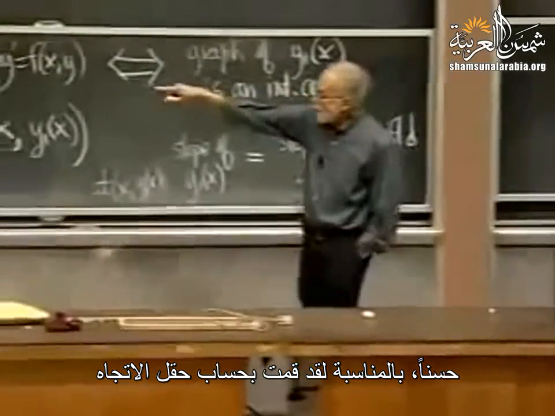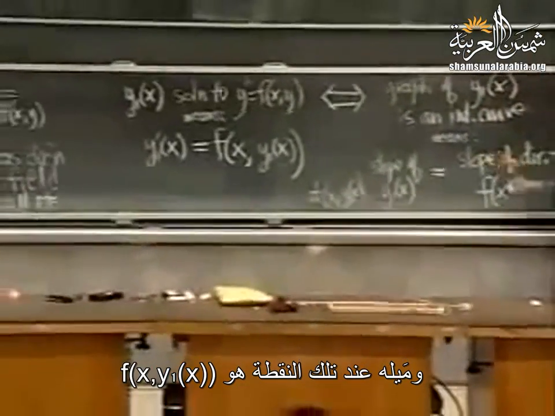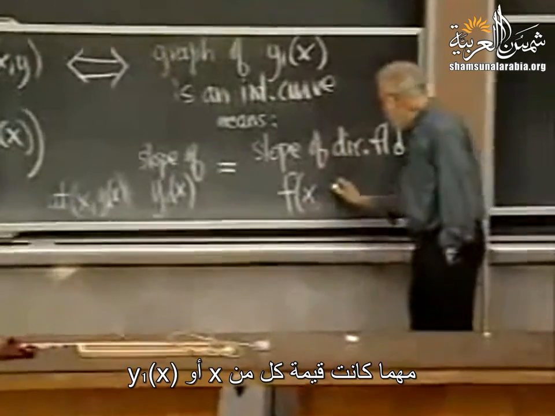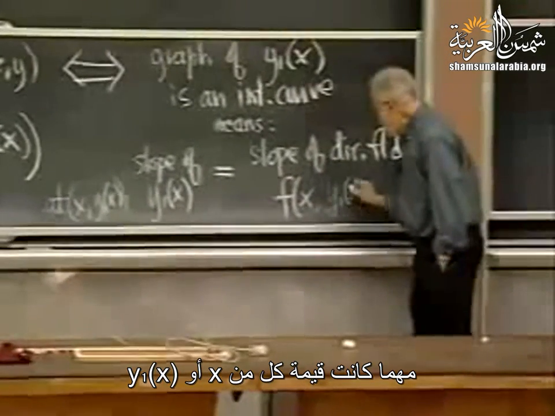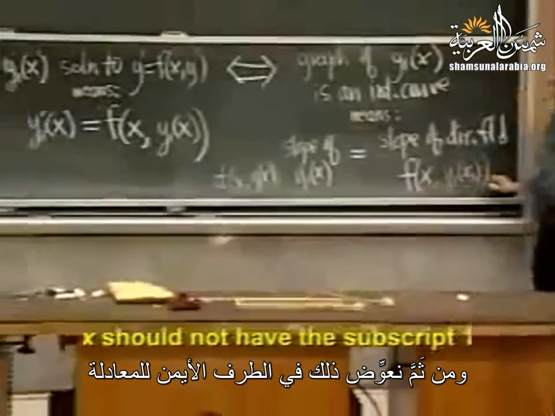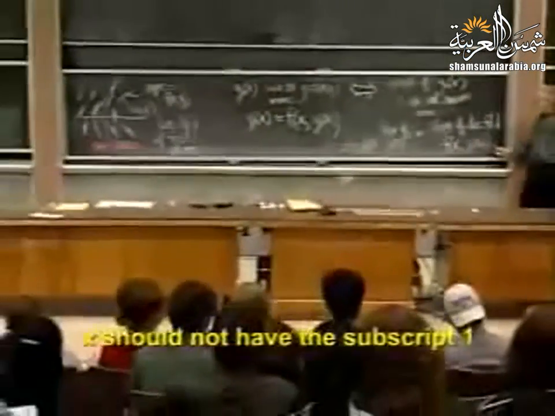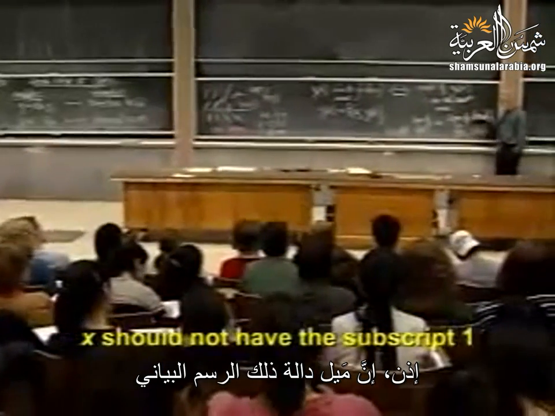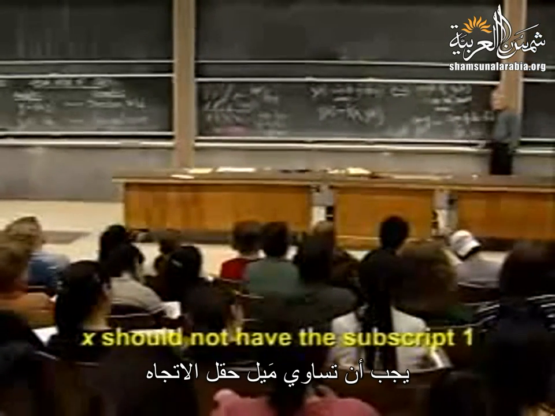Well, by the way I calculated the direction field, its slope at the point was to be x, whatever the value of x was, and whatever the value of y1 of x was, substituted into the right-hand side of the equation. So the slope of this function, of that curve, of the graph, should be equal to the slope of the direction field.